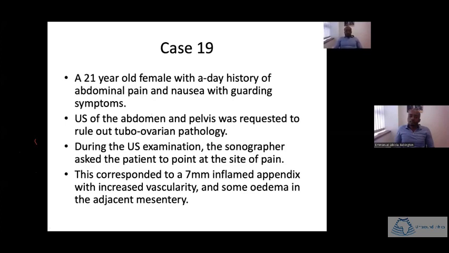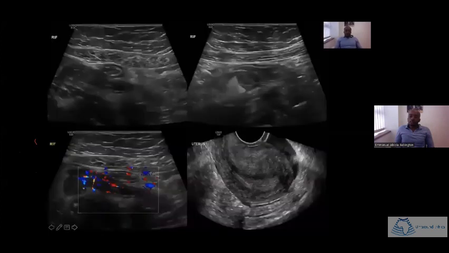During the ultrasound examination, the sonographer asked the patient to point out the site of pain, and that corresponded to a 7 millimeter hypervascular appendix. So you can see here that's a normal loop of bowel, and you can see the appendix down here, all the way there like that. So that's the inflamed appendix there.